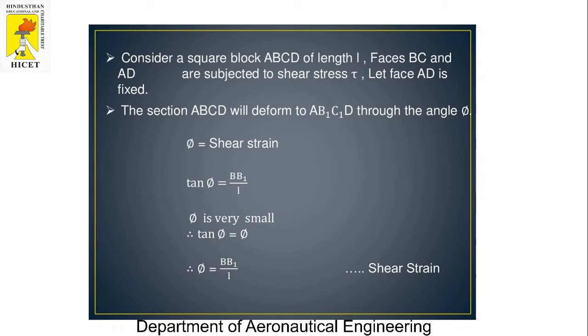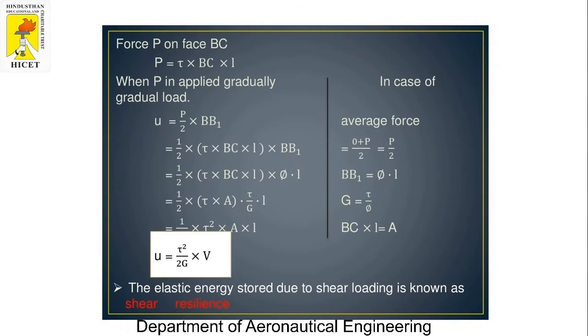So tan phi is equal to BB1 divided by L. Since phi is very small, tan phi is equal to phi. So phi can be written as BB1 divided by L. This is called the shear strain. The force P on face BC is given by P is equal to tau into BC into L.